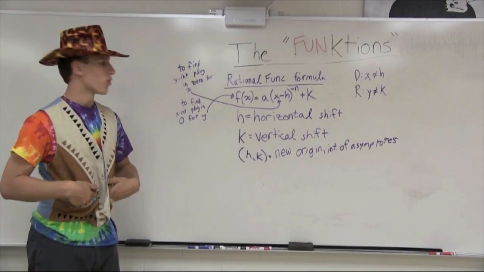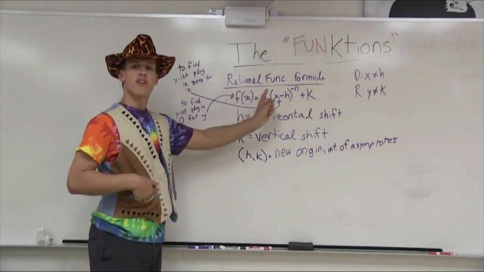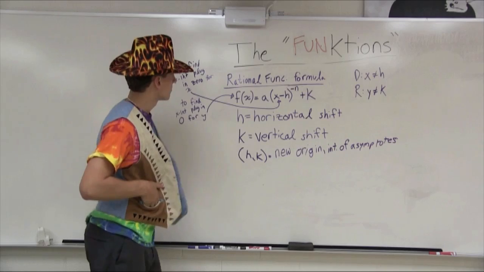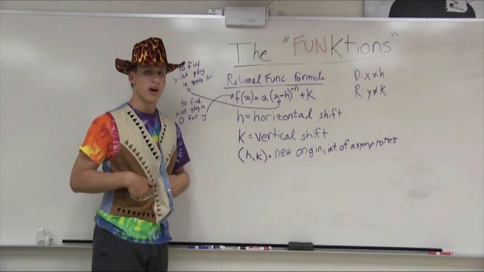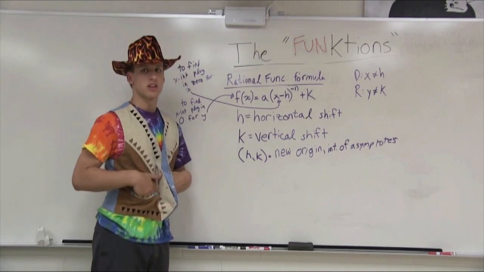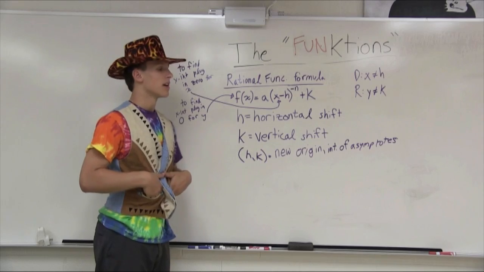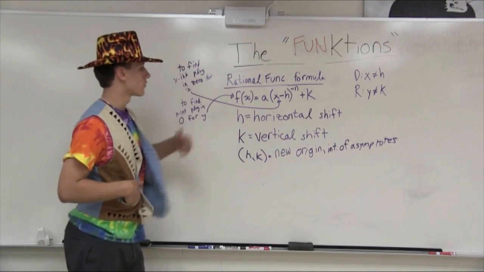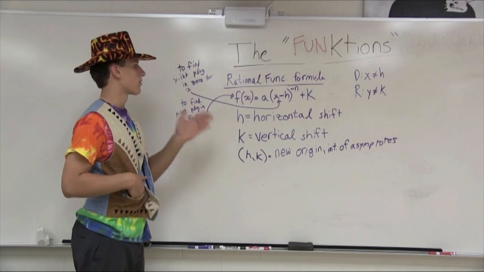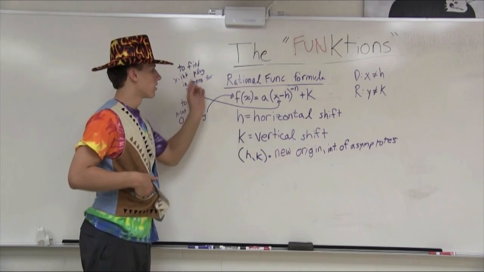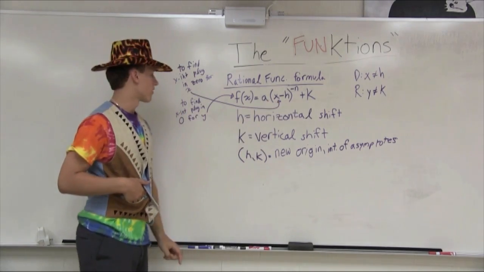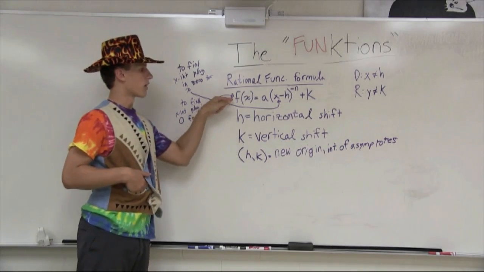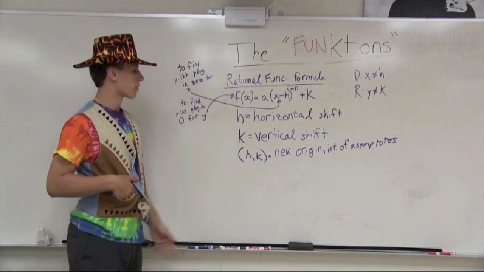This right here is the formula for a rational function. The formula for a rational function is f of x, which is y, equals a times (x minus h) to the power of negative n, plus k. In this formula, if you want to find the intercept for y, you plug in 0 for x. If you want to find the intercept for x, you plug in 0 for y, which is f of x, and then you solve through.